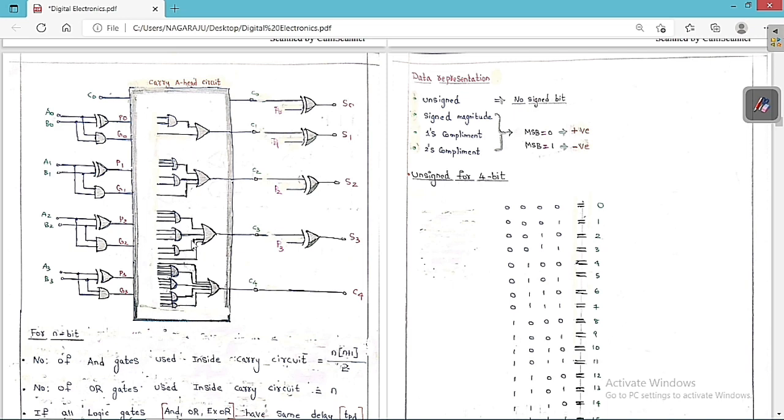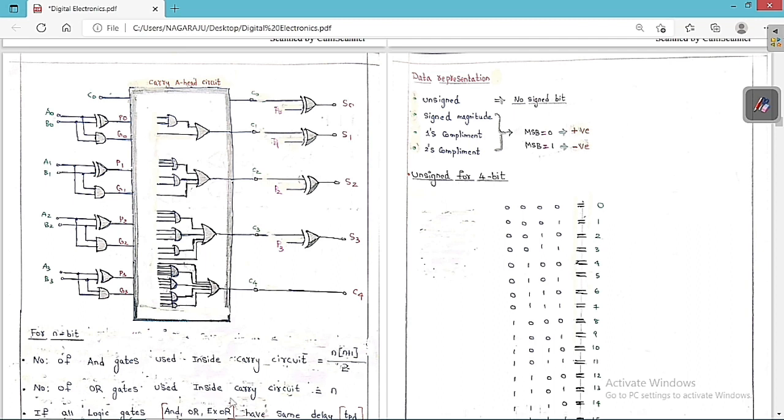So n bit is nothing but n plus n minus 1 plus up to 1, which is simply 1 plus 2 plus 3 plus up to n, equal to n into n plus 1 by 2. So this is the number of AND gates required inside the carry ahead circuit. The number of AND gates used inside the carry circuit is equal to n into n plus 1 by 2.